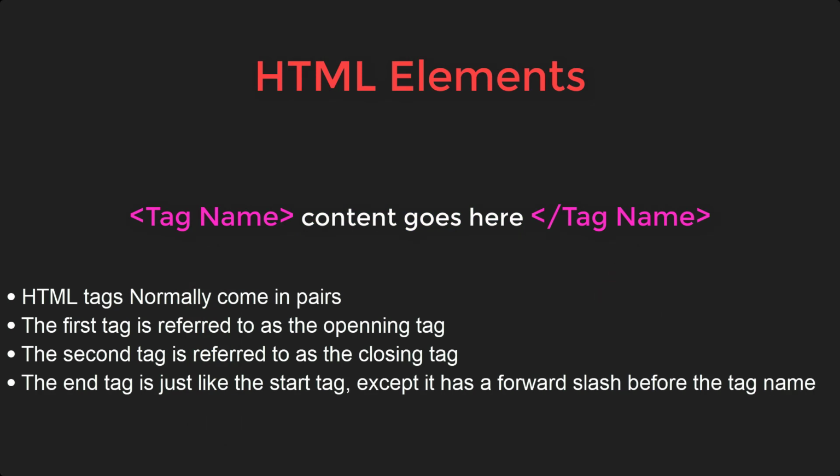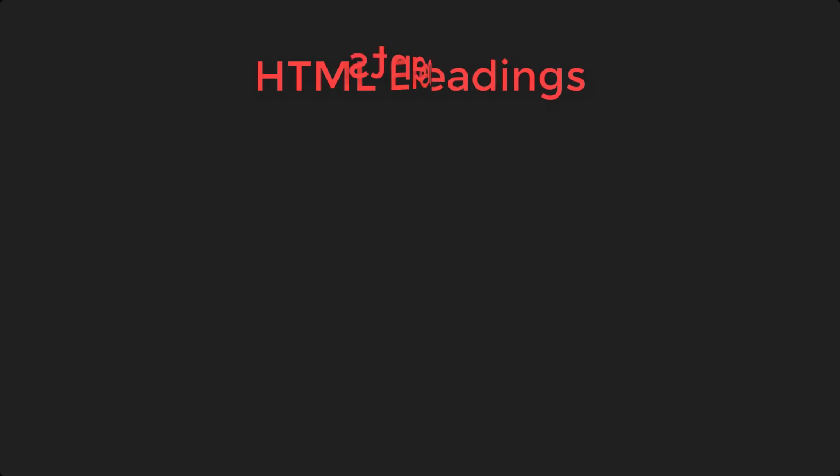HTML tags normally come in pairs, like H1 and a closing tag of H1. The first tag is referred to as the opening tag, and the second tag is referred to as the closing tag. The end tag is just like the start tag, except that it has a / before the tag name. By now, we should be clear on what a tag is and the parts that it is composed of.